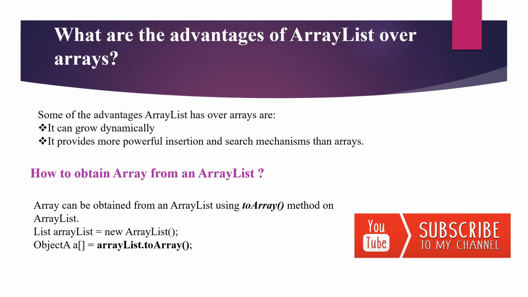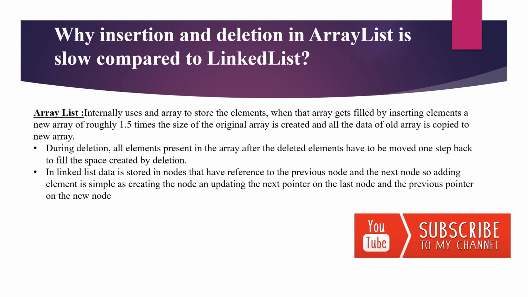So how do you obtain an array from an array list? An array can be obtained from an array list using the toArray method on array list. List of A equals new ArrayList, then you create an object A, then A dot toArray. This may be a coding question that can be asked in an interview.